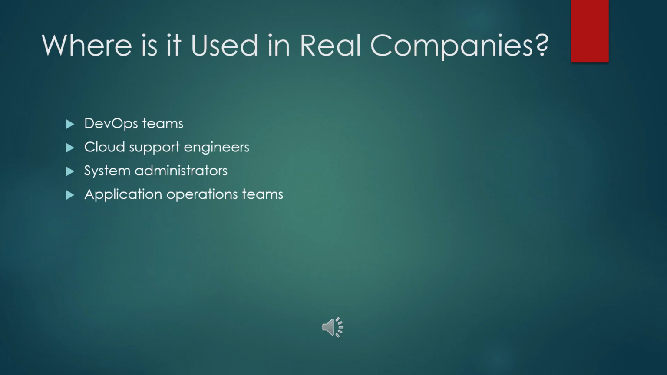In real companies, this policy is widely used. DevOps engineers use it to manage deployments and infrastructure. Cloud support engineers use it to troubleshoot issues and monitor systems. System administrators use it daily to manage servers, storage, and scaling. Application teams also use it to check logs and ensure applications are running smoothly. Instead of giving full admin access, companies give this policy to maintain security while still allowing productivity.